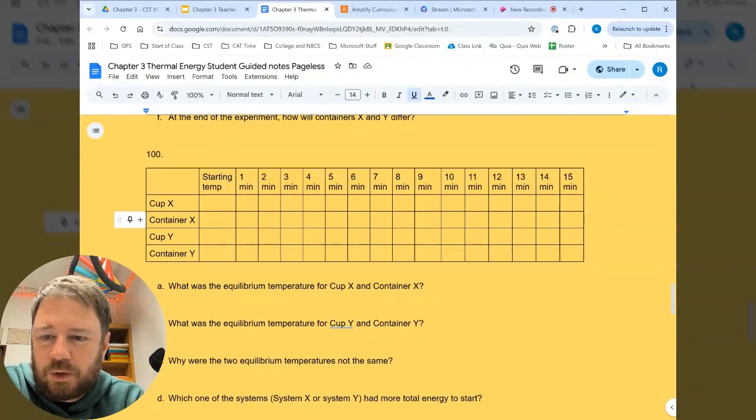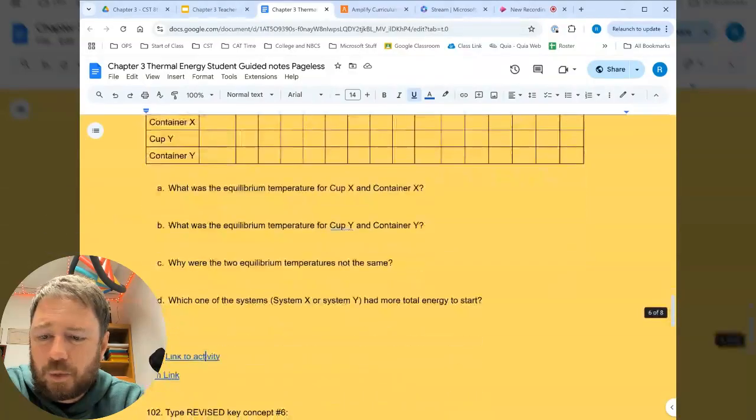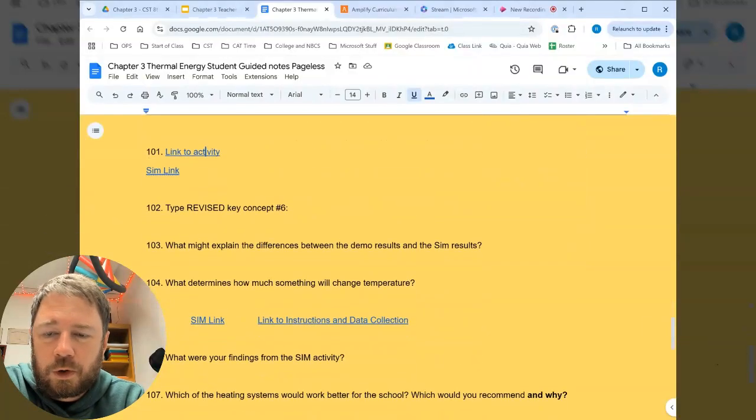The main difference between system X and system Y was the size of cup Y or X, how much water was in there. So we're going to recreate this same lab activity, but this time we're going to do it in the sim so that we can actually see the molecules.